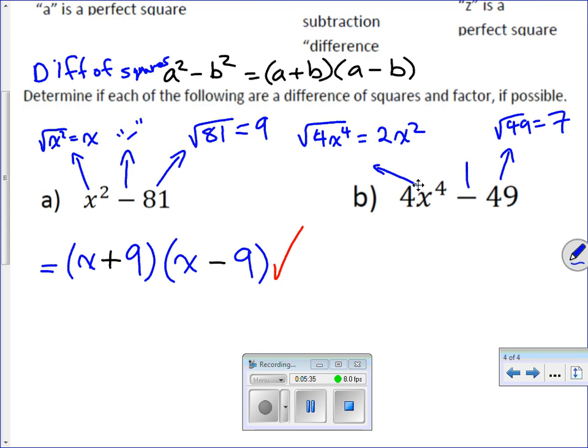And notice the minus sign in between. When you get better at this, you just recognize it immediately, and you just end up writing the following. Two brackets. In the first bracket, you put 2x, and 2x in the second bracket. And then you take the square root of 49 and put 7 at the end of each bracket. Then one must be plus and one must be minus. And you're done.